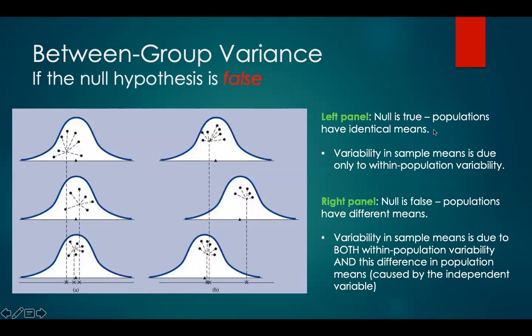So in the left panel, the null is true, and the populations have identical means. And you still see some variability in sample means, but that's only due to within population variability. But in the right panel, the null is false, and populations have different means, so these distributions are centered around different means. And variability in sample means is due to both within population variability and this difference in population means caused by the independent variable. Notice here the means are more spread out for the samples than they are when they come from essentially the same population.